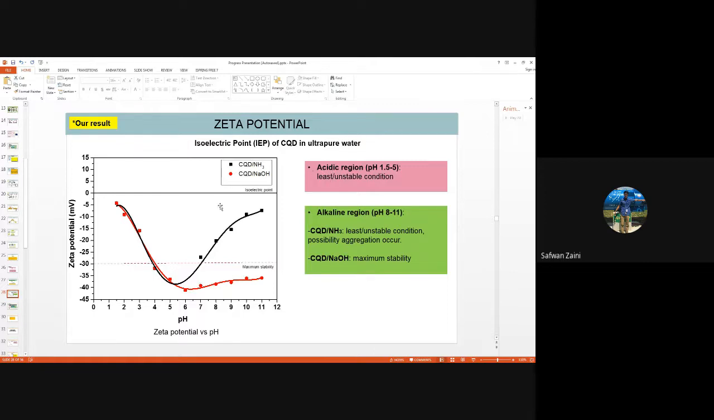So in the acidic region, around pH 1.5 to 5, it has around -5 to -29 millivolt of zeta potential. That means it is in a least stable or unstable condition. However, for the alkaline solution, it reaches maximum stability from pH 7 to 11, when we use sodium hydroxide compared to ammonia solution.